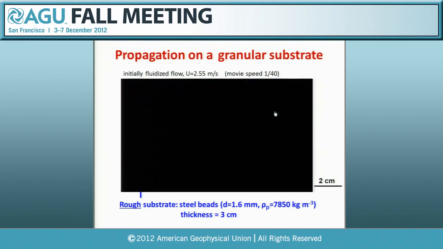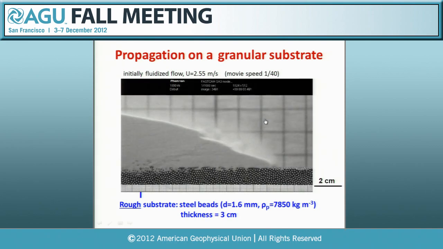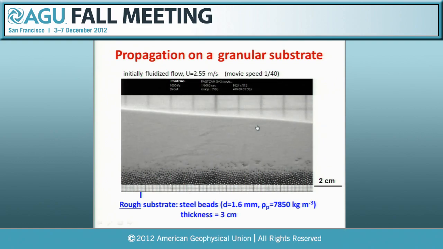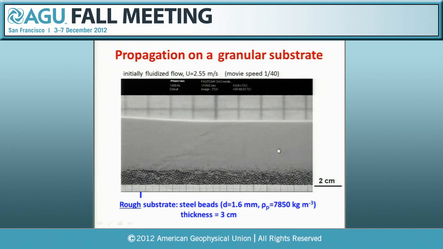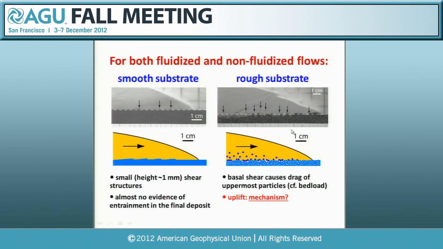This is a close view showing that the frontal part of the flow slides over the substrate, and then at a distance of about 1 to 3 centimeters from the front, many of the uppermost particles of the substrate are dragged horizontally, while fine particles of the flow percolate downwards. But there is also evidence that many of the dense steel beads are uplifted well above the top of the substrate. In that configuration, the final deposit at the base consists of a mixture of the coarse particles derived from the substrate and of fine particles of the flow. These processes were also observed in the case of non-fluidized flows.